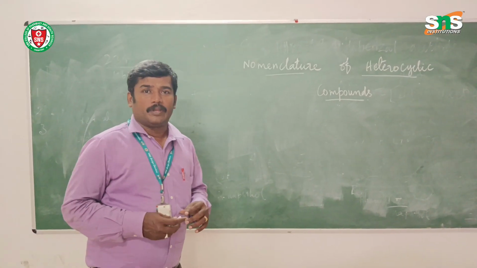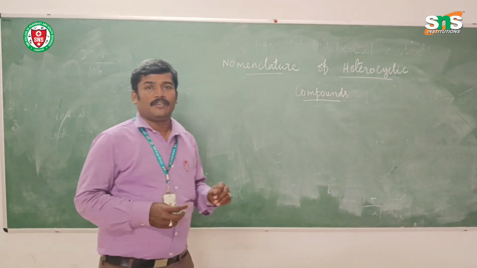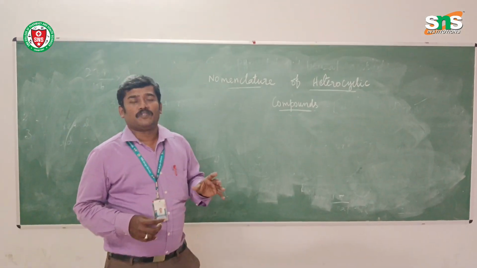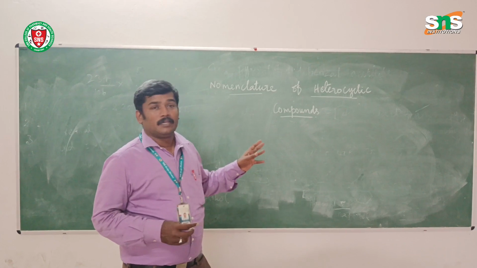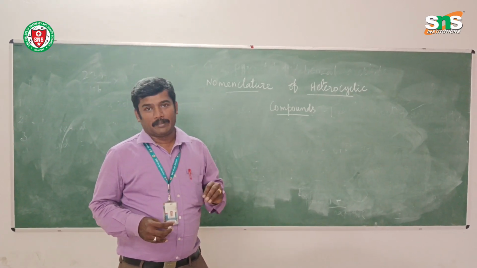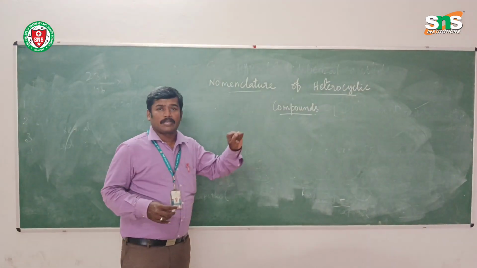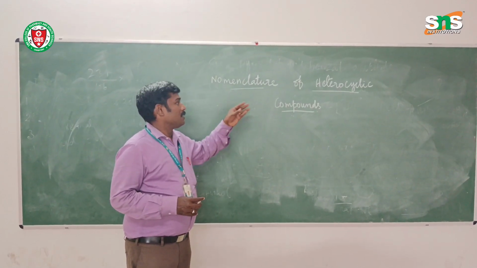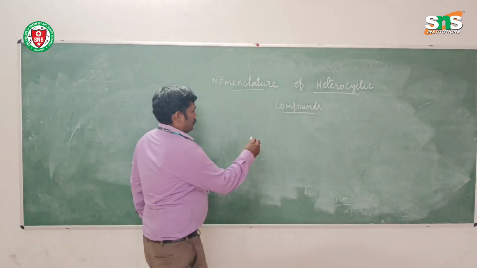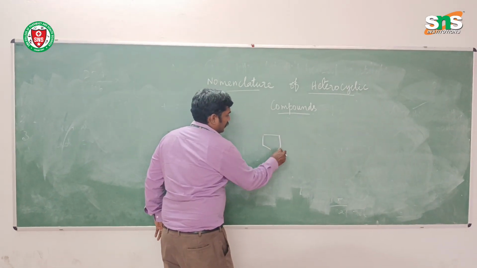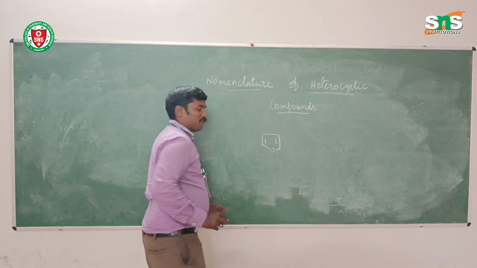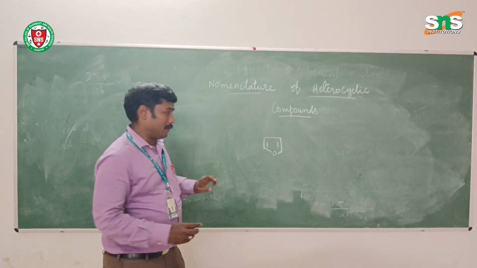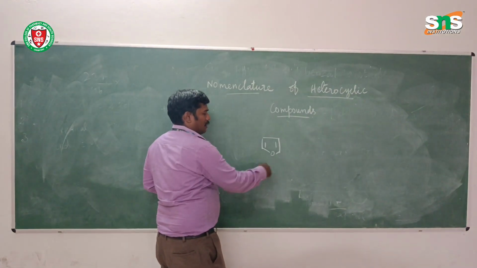So now we are going to discuss the nomenclature of heterocyclic compounds. Usually, for organic compounds we follow nomenclature rules to give the naming. Similarly, for heterocyclic compounds also we give numbers and names. In the case of heterocyclic compounds, we should give preference in such a way that the heteroatom should get the first number. For example, this is the structure of furan.